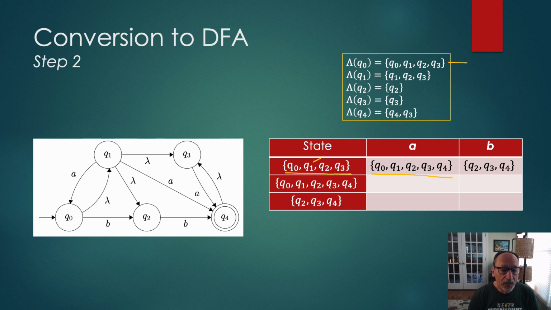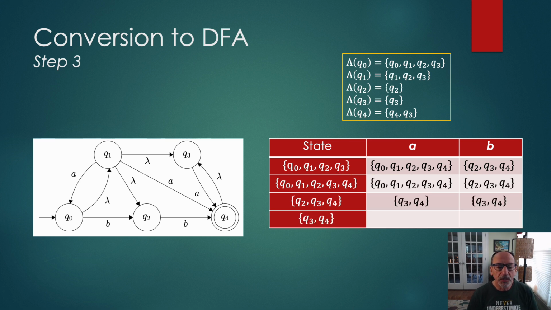Now, how about a B? Well, a B only occurs out of Q0 and Q2. And we're going to reach Q2 and Q4. But remember, the lambda closure of Q4 includes Q3. So that comes along for the ride. So I'll take those 2 states and add those to the list for continuing the process.